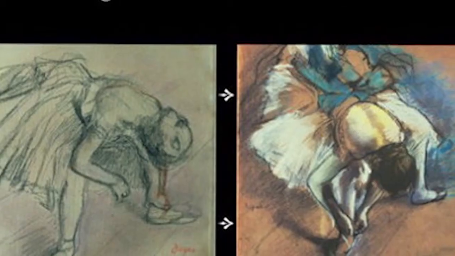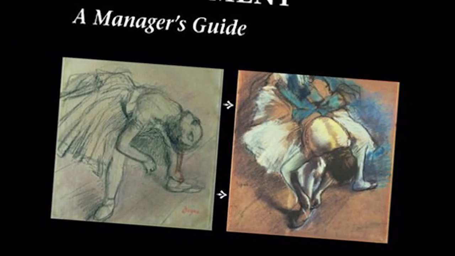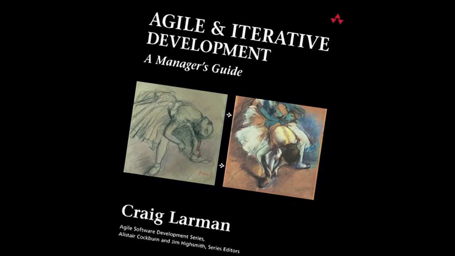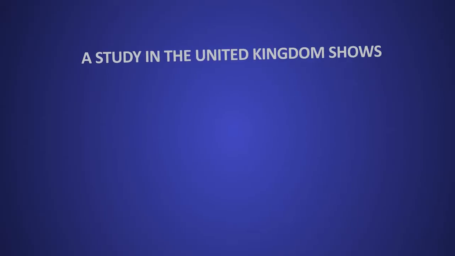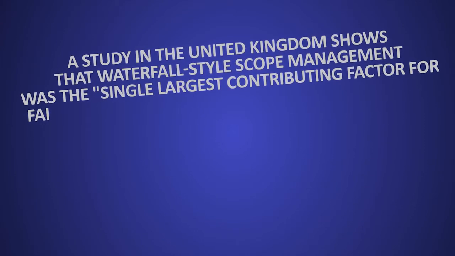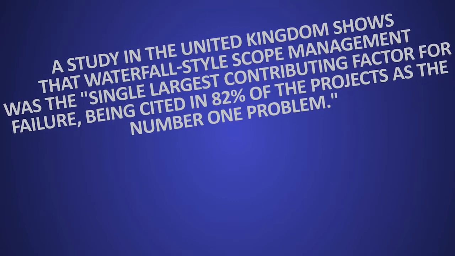A renowned consultant and author, Craig Larman, thoroughly debunked the traditional waterfall method in his work, titled Agile, an Iterative Development Manager's Guide. He states that a study in the United Kingdom showed that waterfall-style scope management was the single largest contributing factor for failure, being cited in 82% of the projects as the number one problem.